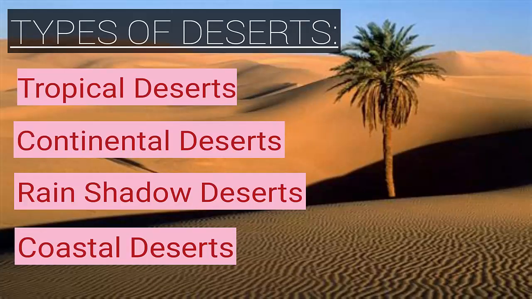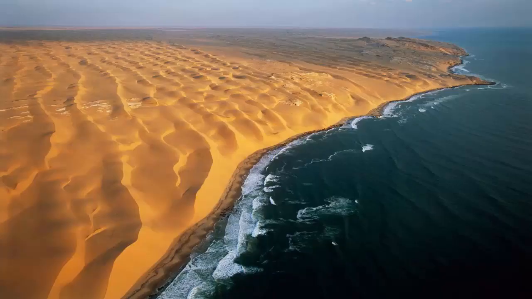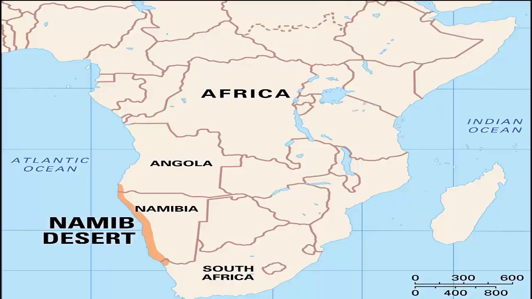Now the coastal deserts. These deserts are found near the coast, where the land meets the ocean. The dry winds blow in these areas throughout the year, which do not bring any rainfall and change the land into desert. The Namib Desert is an example. It is located in Namibia.